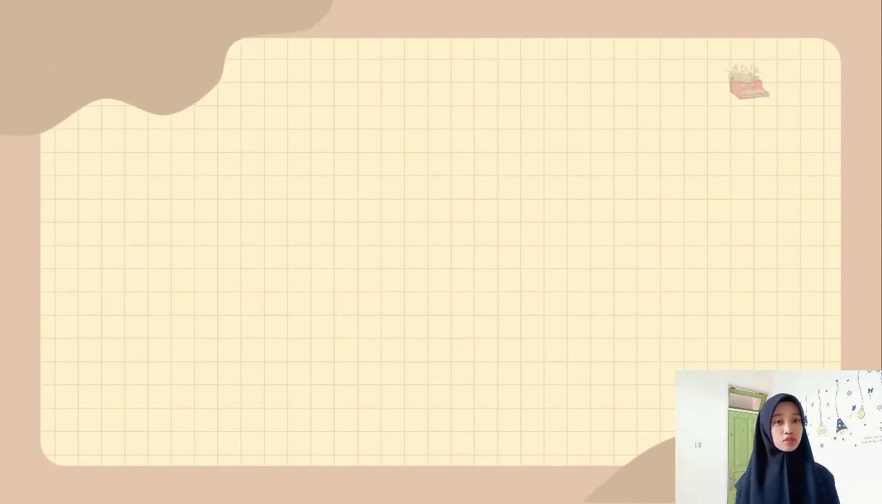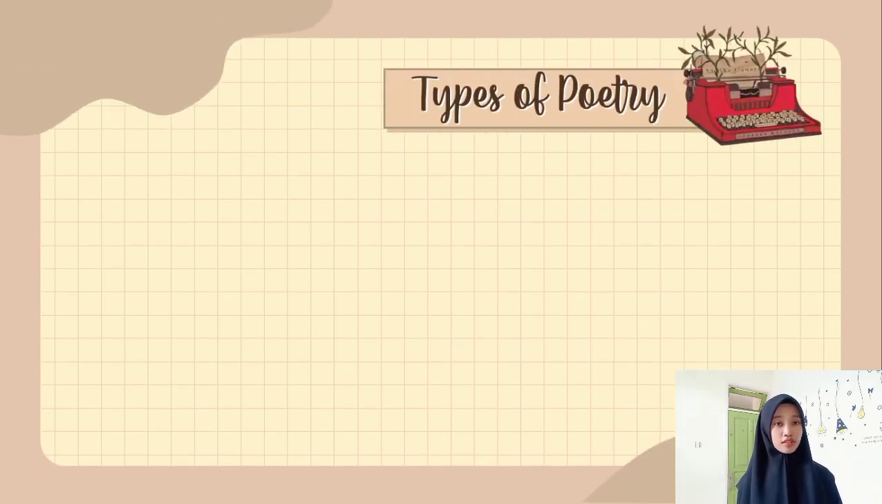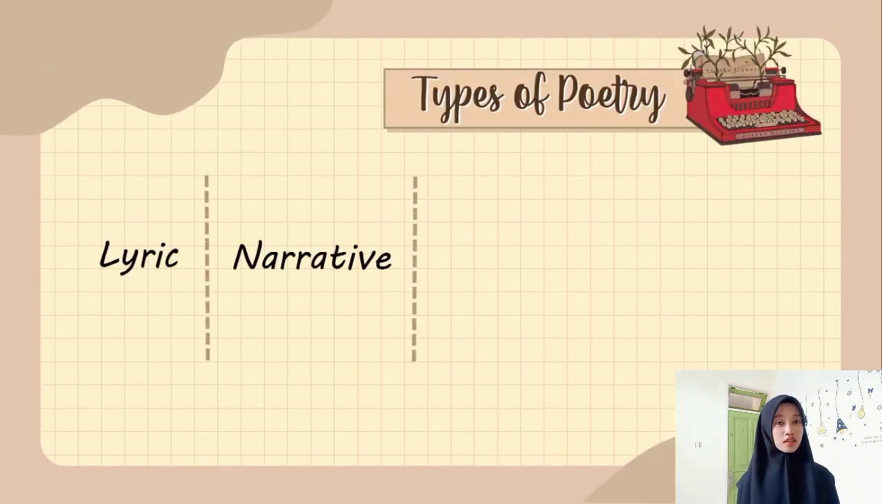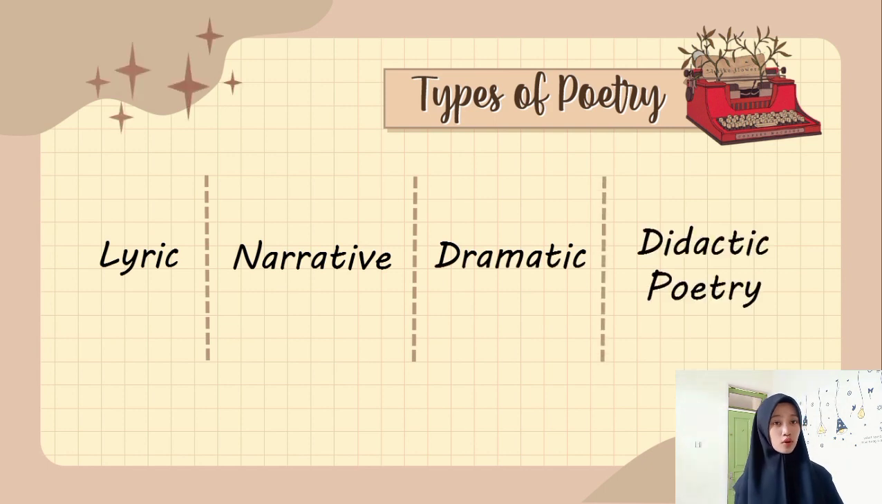Okay, we move to types of poetry. First, lyric. A lyric poem is a short poem expressing the thoughts and feelings of the speaker, typically spoken in the first person. Second, narrative.